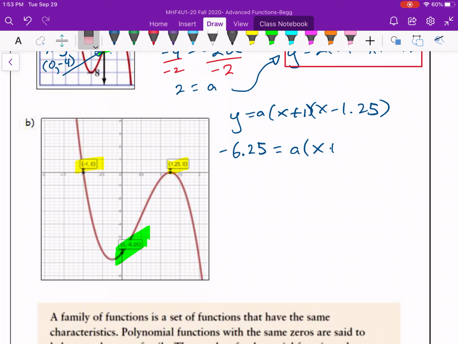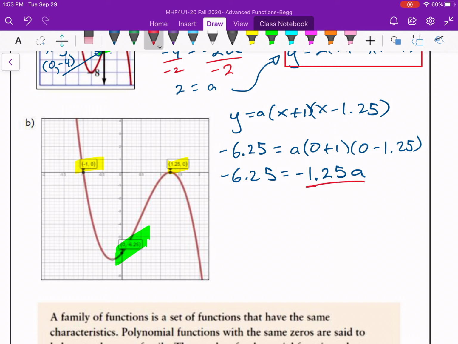Sorry, not x. 0 plus 1, 0 minus 1.25. And doing a little bit of simplification, I get negative 1.25a. And again, I need to isolate a.